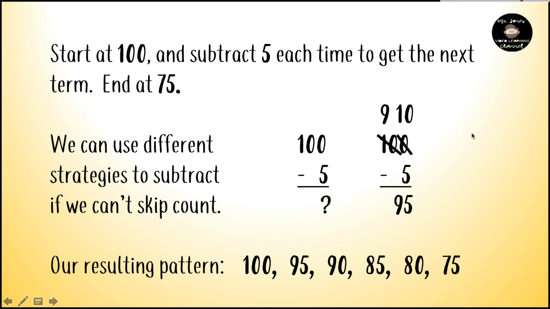In this instance, we can start at 100 and subtract 5 each time to get the next term, ending at 75. So we can use different strategies to subtract if we can't skip count. So not all of us are super comfortable skip counting, although it's a skill I encourage you to develop because it will help both your division and your multiplication. But you could manually subtract using the standard algorithm or whatever strategy works for you. And that will still give you the pattern if you're using a pattern rule to determine the pattern. So in this case, our resulting pattern would be 100, 95, 90, 85, 80, and we end at 75.